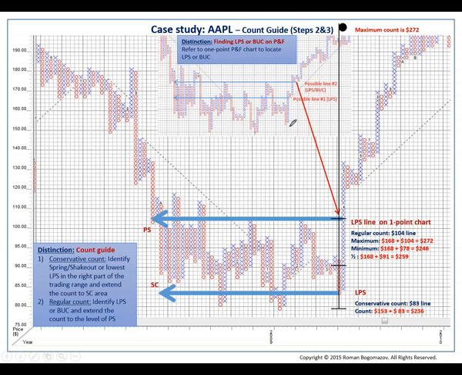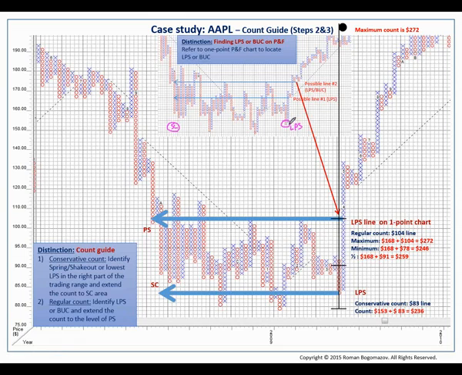Let's start with the 1-point reversal. This is the second step in the count guide. We have to identify the same points on the point and figure chart as we did on the vertical chart. So here is our LPS right here, and then here is our selling climax area right here.